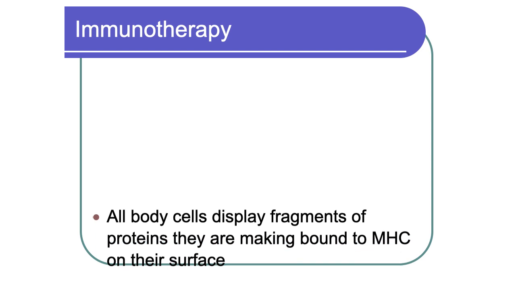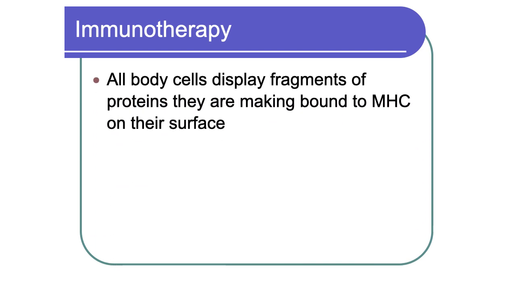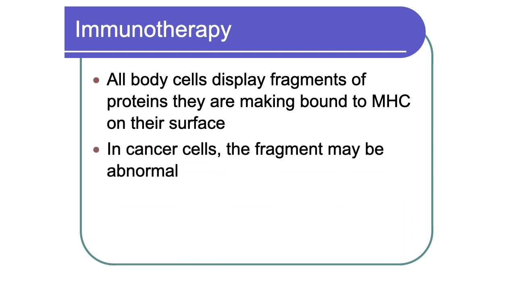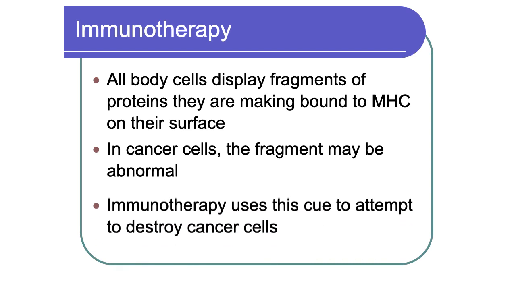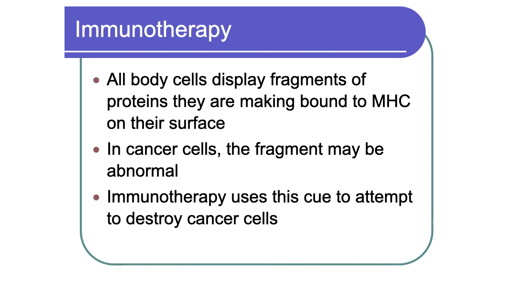Immunotherapy. All body cells display fragments of proteins they are making bound to the MHC on their surface. In cancer cells, the fragment may be abnormal. Immunotherapy uses this cue to attempt to destroy cancer cells, so it can have your own body attack the cancer cells.